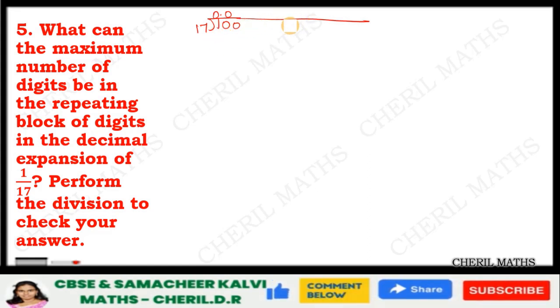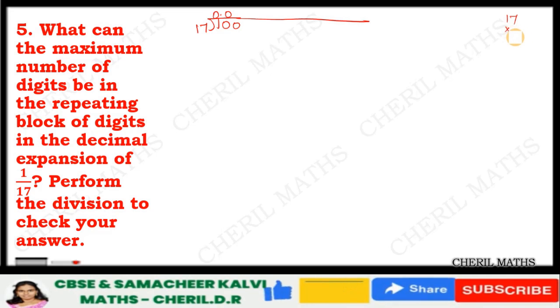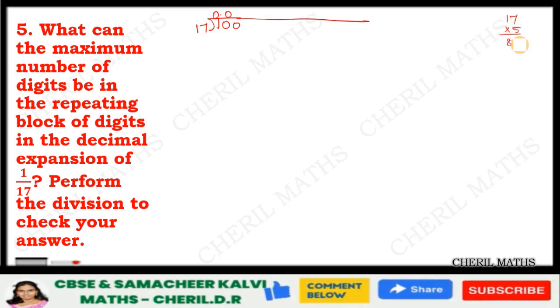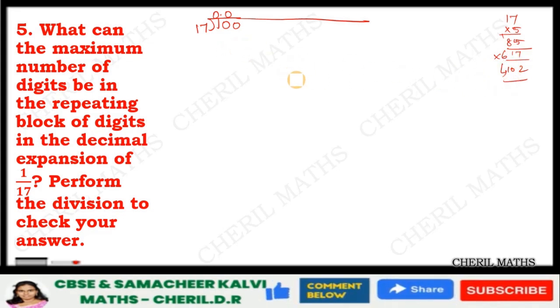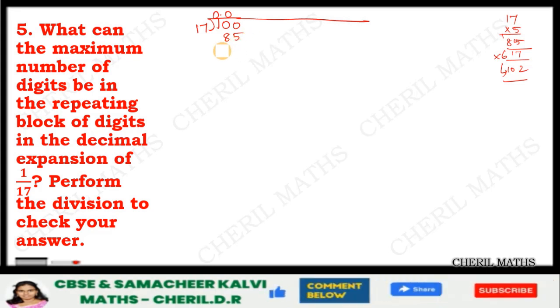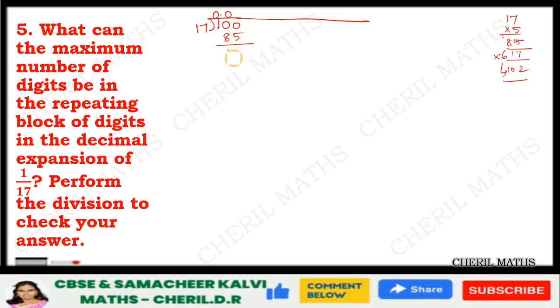So in the 17 table, you must know that 17 fives are 85. And 17 sixes will be, if you add one more 17, 102. So it will not work out with 6, since 17 into 6 is 102. We will have all these ready so that it will be easy for us, since it might be a longer division. So it's going to be 85, and your balance is 15. So 17 fives are 85.